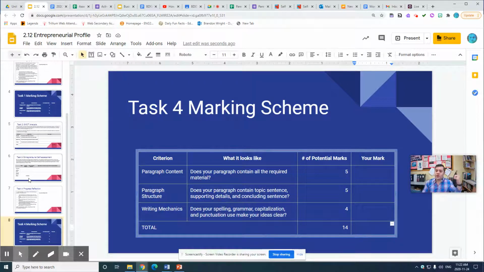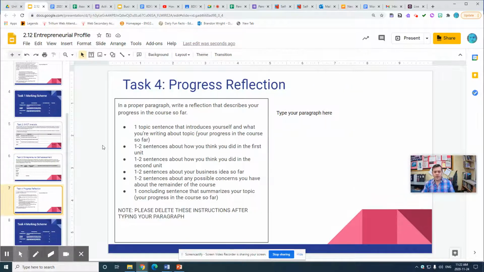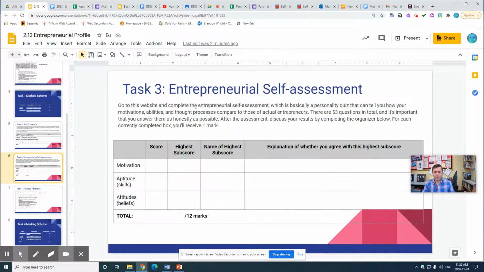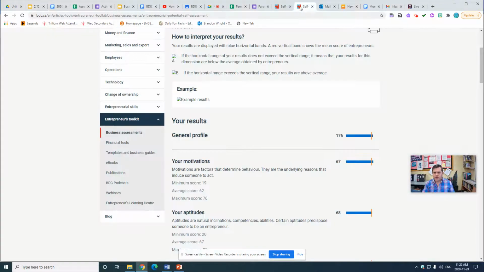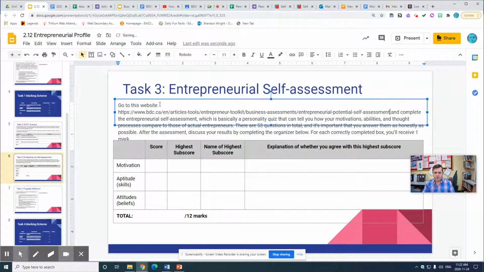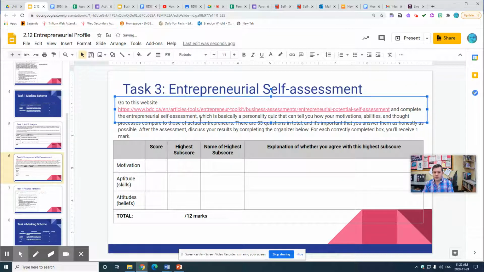All right, let's backtrack to task 3. This is where things get a little interesting. Go to this website, which I'll display right here. So that website. And complete the entrepreneurial self-assessment.